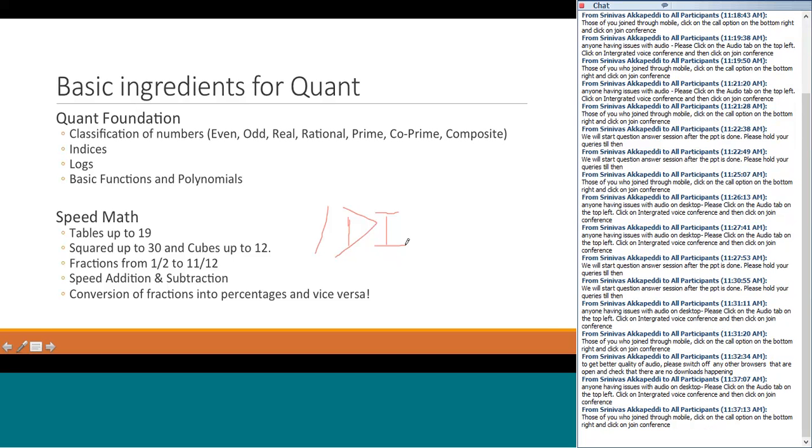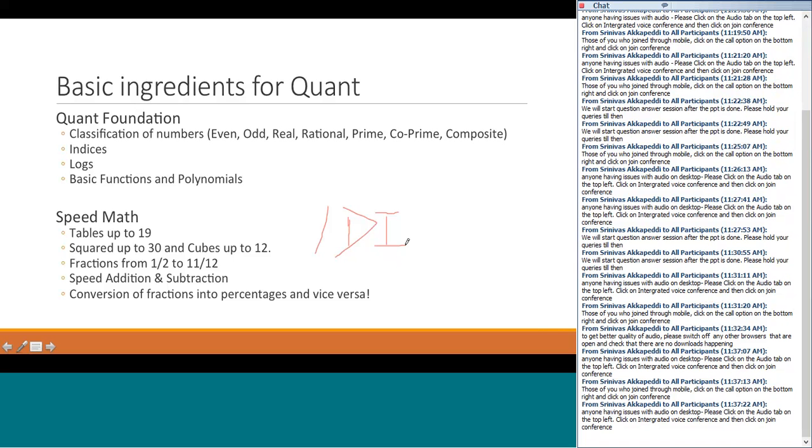And then speed mathematics: tables up to 19 into 20, 19 ones, 19 twos, 19 threes up till 19 19s. That is what you need to have. Squares, not squared, squares up to 30 and cubes up to 12. That means you should know that 12 cube is 1728.